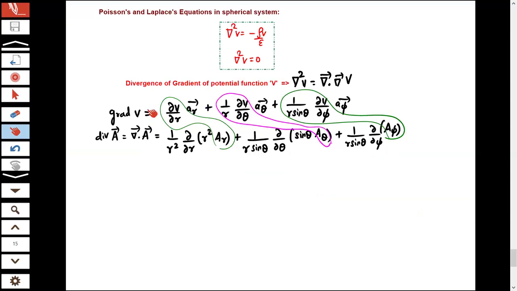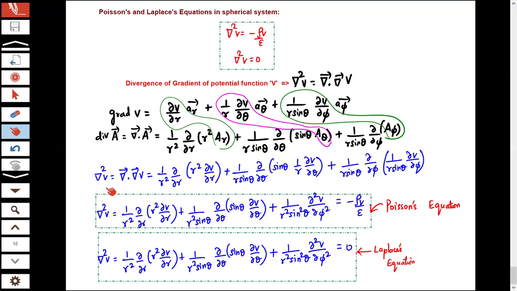Similarly, we can get the expression for divergence of gradient of potential function for spherical system. And this is the equation for del square V. And when we equate this to minus rho V by epsilon, we'll get Poisson's equation. Equating this to 0 gives Laplace equation.